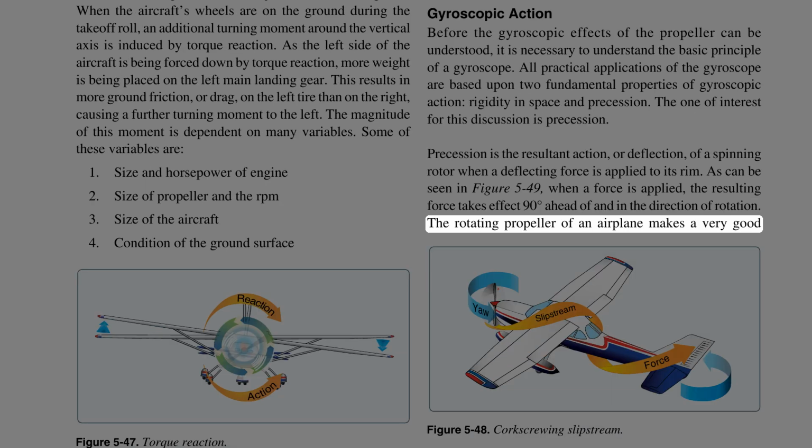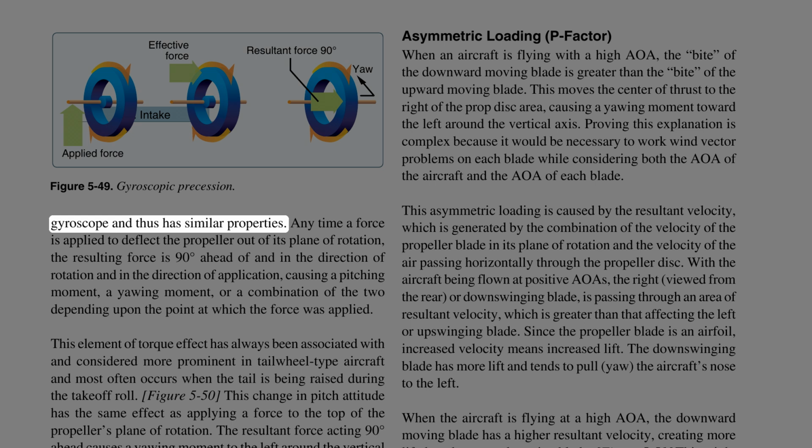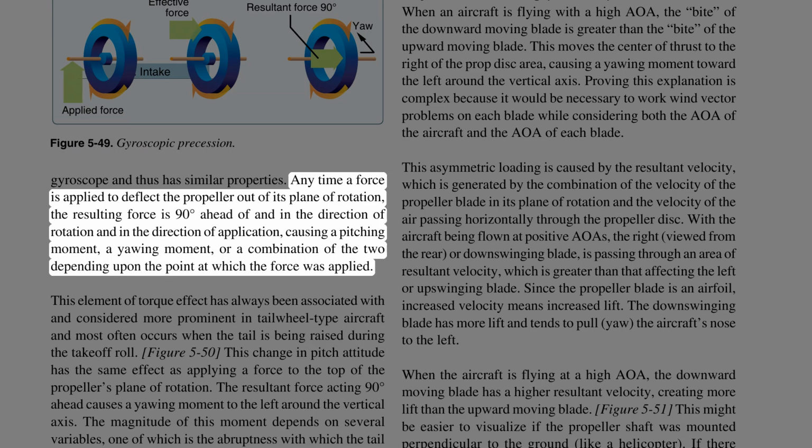The rotating propeller of an airplane makes a very good gyroscope and thus has similar properties. Any time a force is applied to deflect the propeller out of its plane of rotation, the resulting force is 90 degrees ahead of and in the direction of rotation and in the direction of application, causing a pitching moment, a yawing moment, or a combination of the two depending upon the point at which the force was applied.